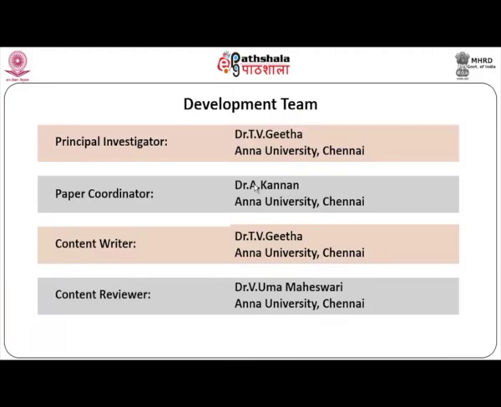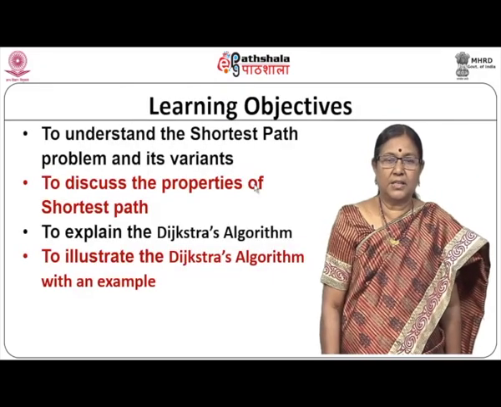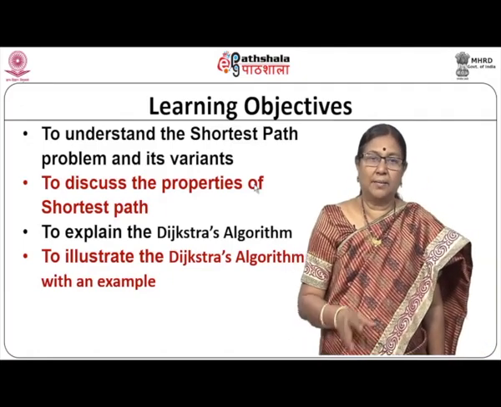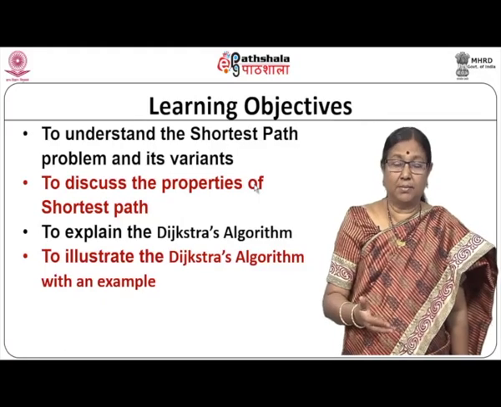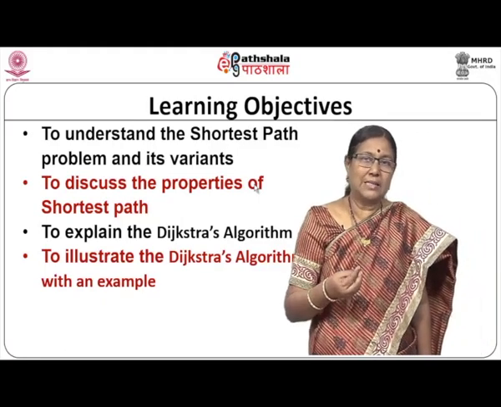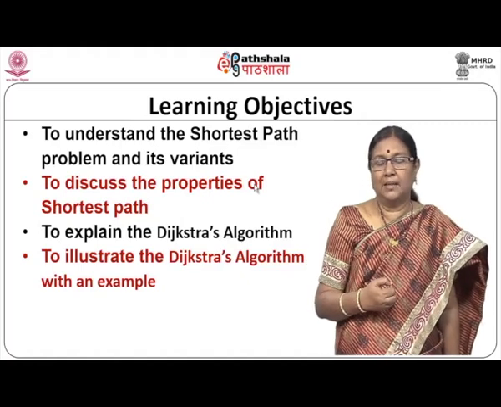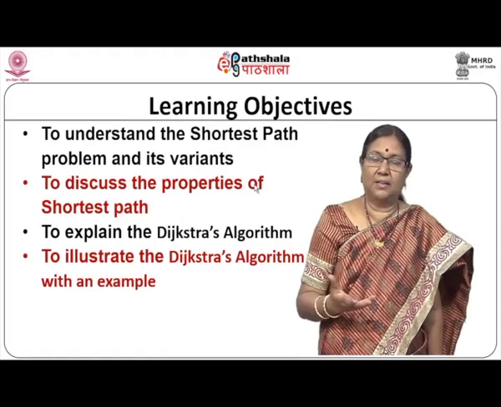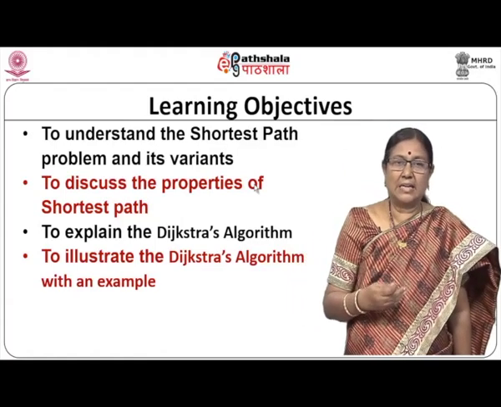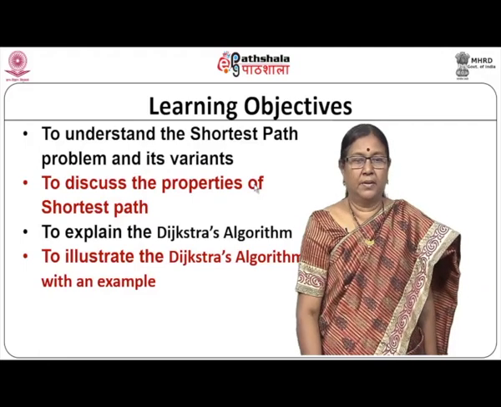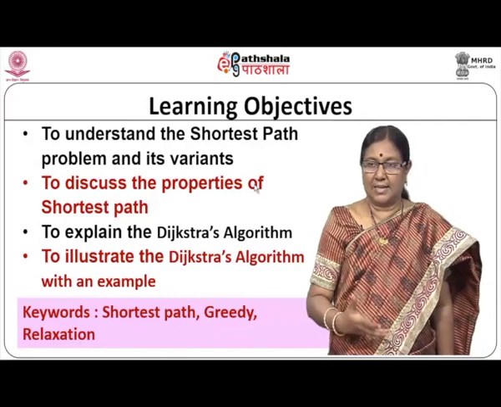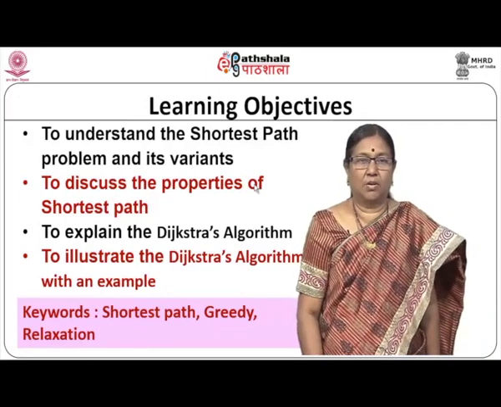So, these are the people responsible for creating this module, and the learning objectives of this module are to understand the shortest path problem and its variants. That is, there are many variants of the shortest path problem, so we will be discussing that. Then we are going to look at some important properties of shortest path. Then we are going to explain Dijkstra's algorithm, which is a very popular algorithm for shortest path, and we are going to illustrate Dijkstra's algorithm with an example. So, the terms associated with this are shortest path, greedy algorithm and relaxation. We will talk about what relaxation is as we go along.